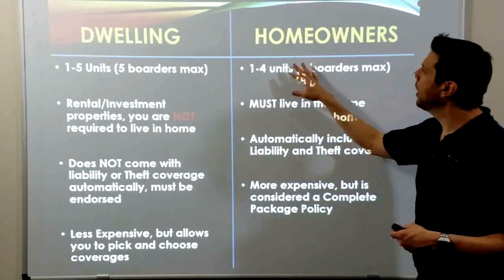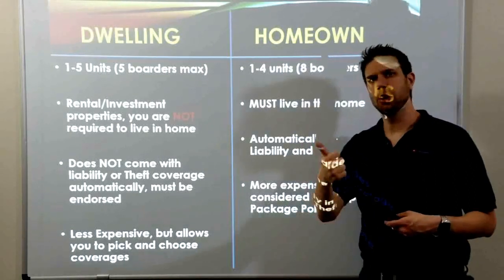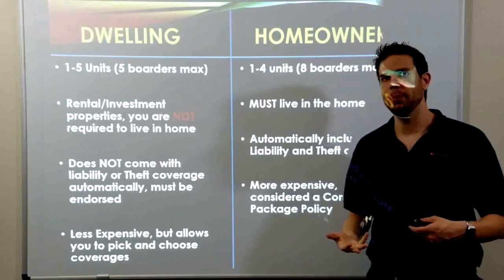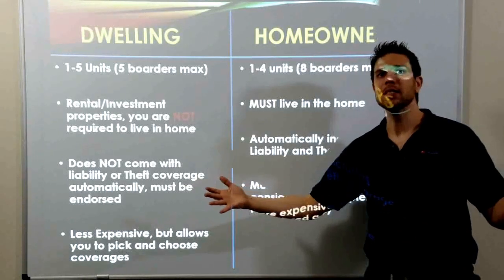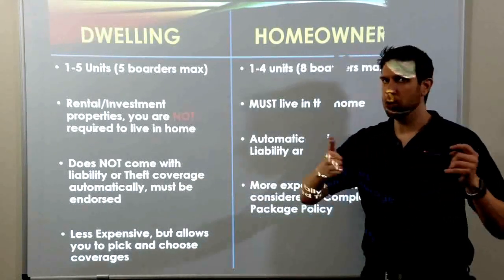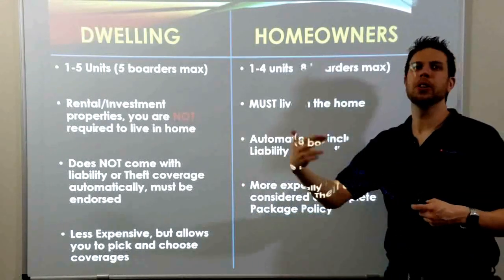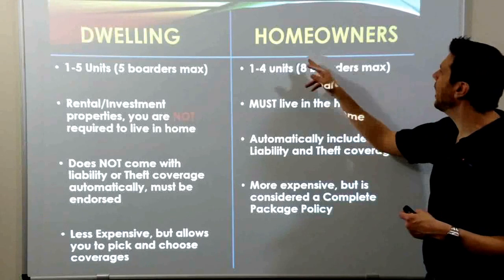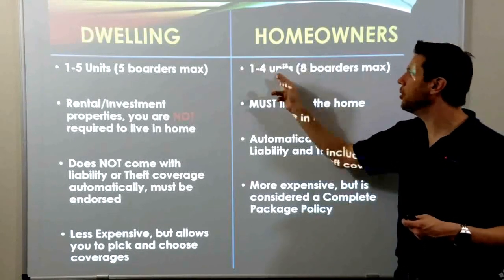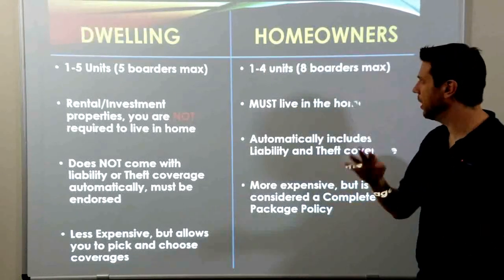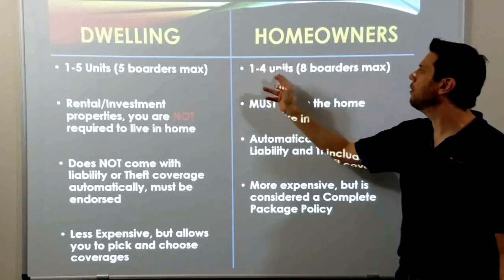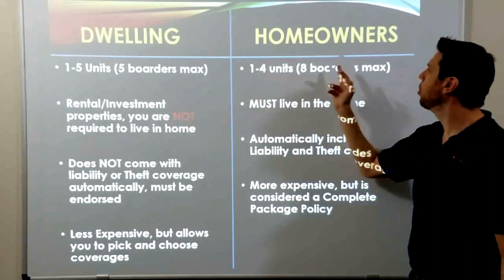So like a homeowner's policy can have a single family home, a duplex, a triplex, a quadplex, and you can have 1 family per unit and then 2 boarders per unit. So a maximum of 8 boarders, because the maximum number of units, like a quadplex, a fourplex, you can only have 4 units and 2 boarders per unit.